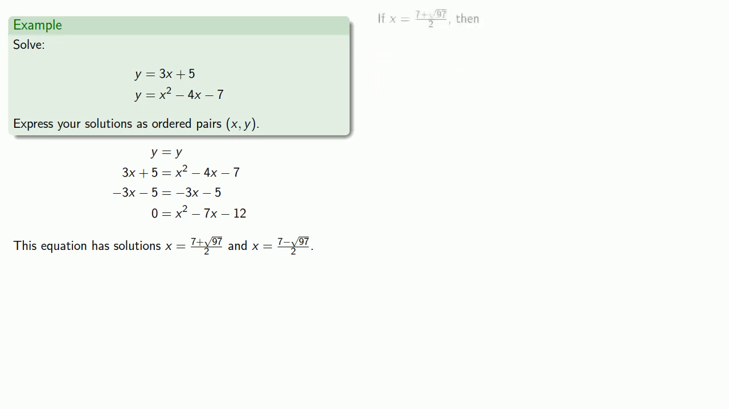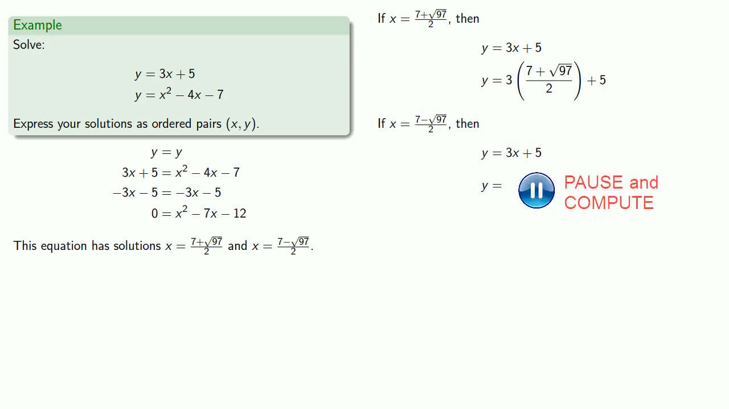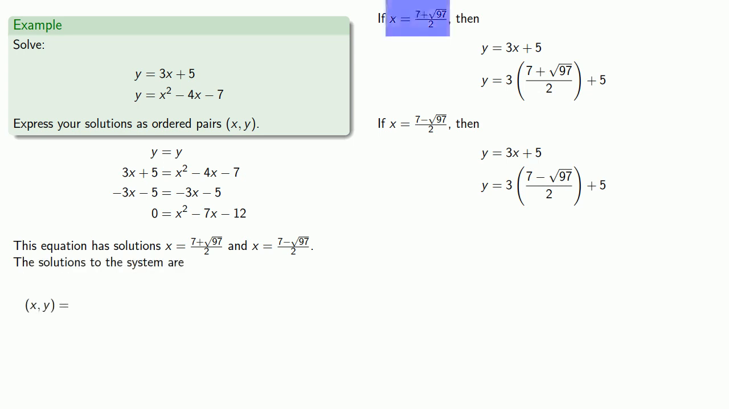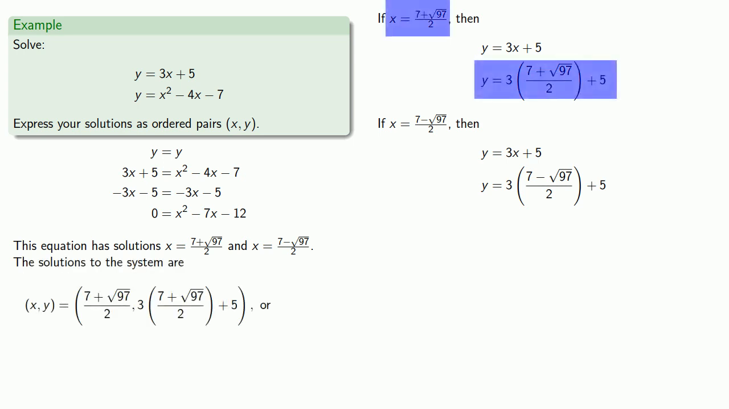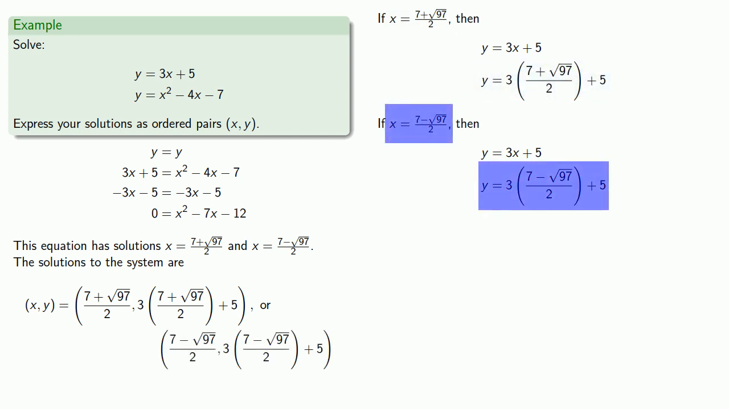So if x equals 7 plus root 97 over 2, then y equals... And we won't even bother to simplify. If x equals 7 minus root 97 over 2, then y equals... And again, we don't really gain anything by simplifying. And so the solutions to this system are x equals this, y equals that, or x equals this, y equals that.